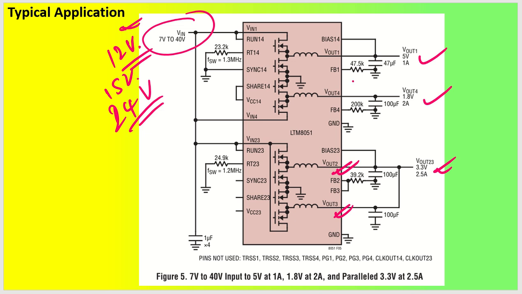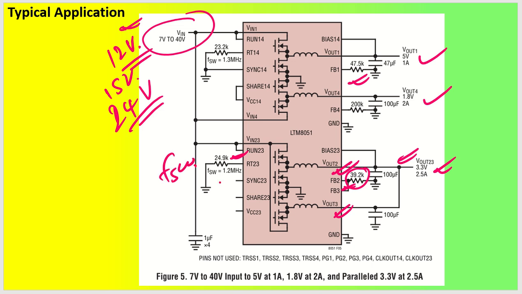Coming back to feedback resistor setting, based on the calculation, the feedback resistor setting for 5 volt is going to be 47.5 kilo ohm. For 1.8 volt, you are going to calculate the FB resistor, that is feedback resistor, to be 200 kilo ohm. Coming back to this channel, which is going to be 3.3 volt output, this FB resistor will not be calculated straightforward. You have to utilize the parallel channel method, and in that you are going to calculate this to 39.2 kilo ohm.